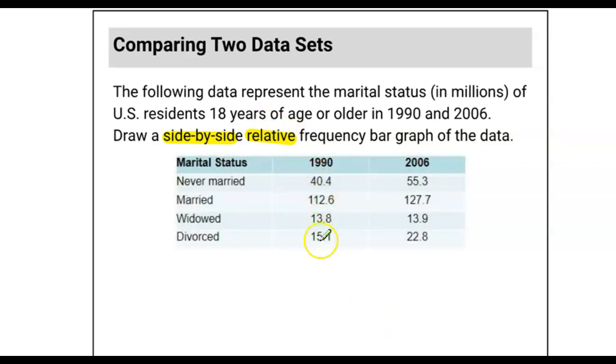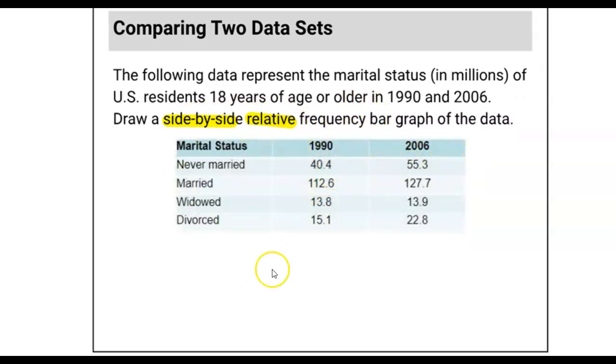Notice that since there's way fewer people in the 1990 column than the 2006 column, it may be that even though this number is smaller than this number, it might turn out that the percentage of people that were never married is close in 1990 and 2006 respectively. So, side-by-side relative frequency bar graph, here's what it looks like.